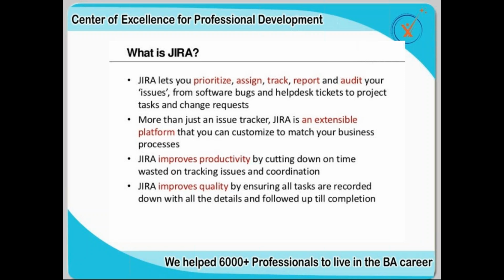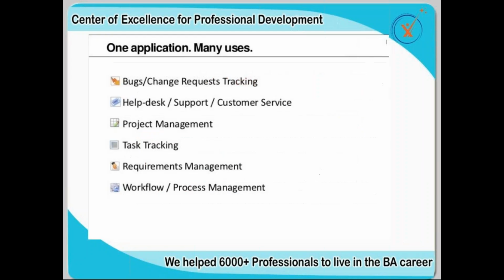So the Jira tool is used for prioritizing, assigning, and tracking tasks. And generally, as I said, it is used by the testers for reporting bugs and defects. It is also called an issue tracker. It is generally used to improve productivity by tracking the issues and by coordinating with various teams through this Jira tool. Now, this one application will be used for many things.